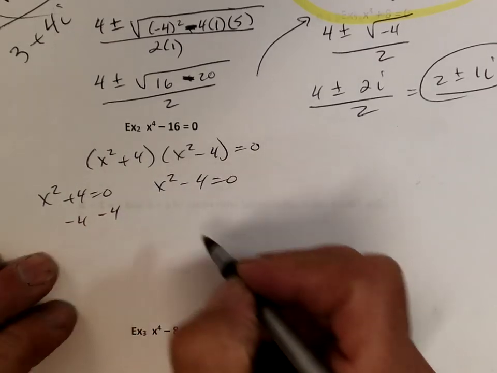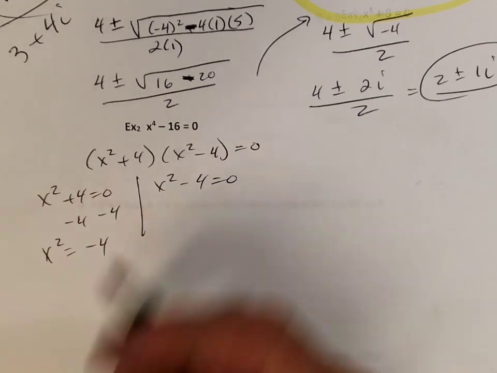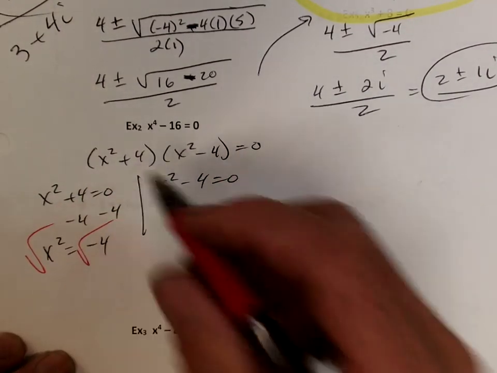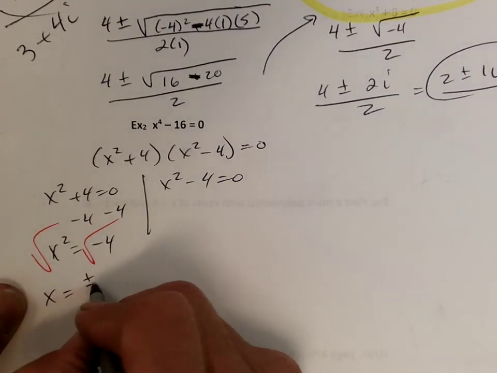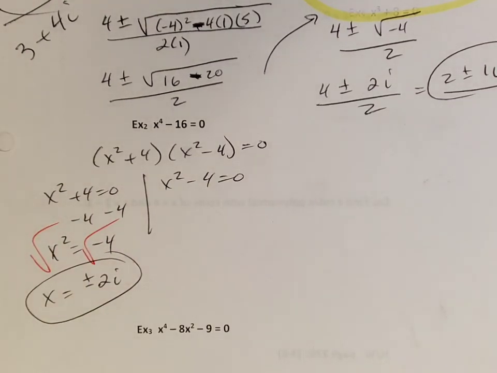Subtract 4 on the first one, and I get x squared equals -4. Square root. How many answers? So we're going to have a plus or a minus. x is equal to plus or minus 2i. Nice job, totally right, Eduardo. Everybody agree with 2i? Plus or minus 2i?